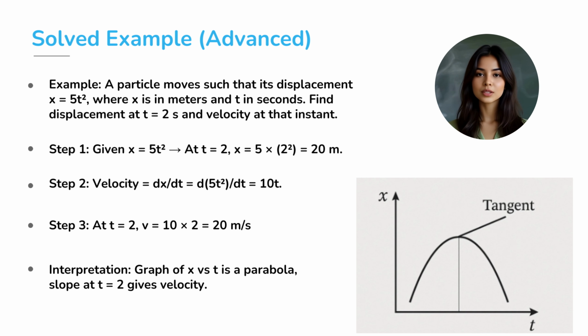Step 2. To find velocity, we differentiate displacement with respect to time. v equals d by dt of 5t squared, which is 10t. Step 3. At t equals 2, velocity equals 10 times 2, equal to 20 meters per second. So the displacement time graph here would be a parabola, and the slope of the tangent at 2 seconds gives the velocity of 20 meters per second. This shows how graphs connect equations with visual understanding.